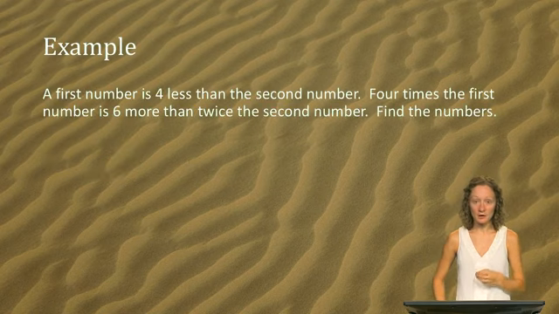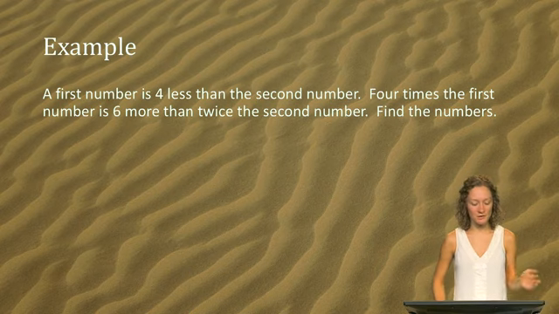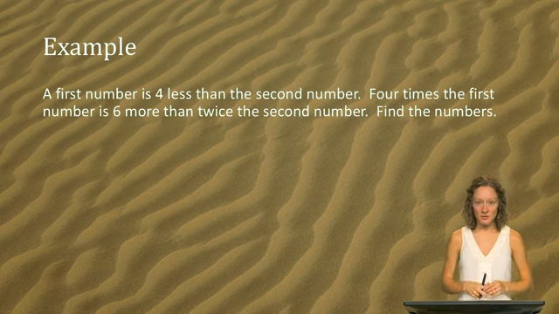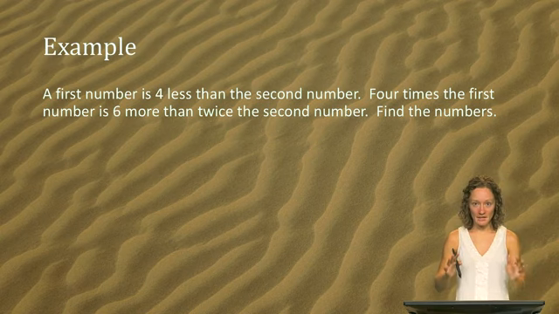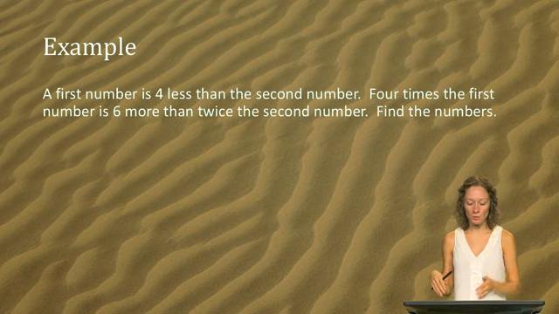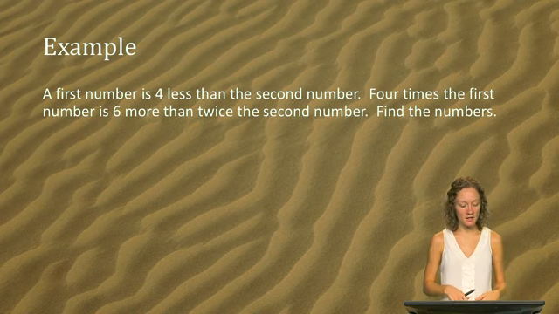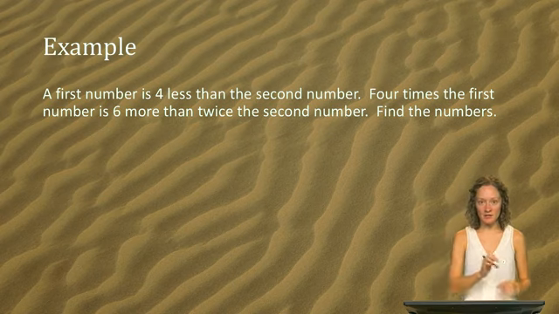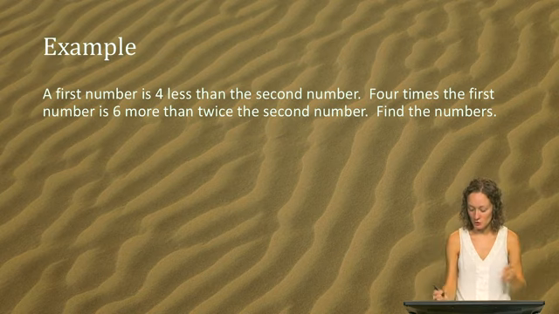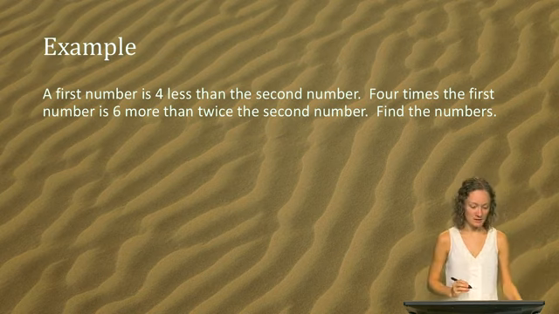All right, there are no notes because we did the notes in the previous video. So our first example: these are the application side, so we can expect two linear equations to come from this. A first number is 4 less than a second number. 4 times the first number is 6 more than twice the second number. Find the numbers. So each of these sentences is something we can directly translate to an equation, and then we'll solve. So the only difference here is that now we have to make a translation.